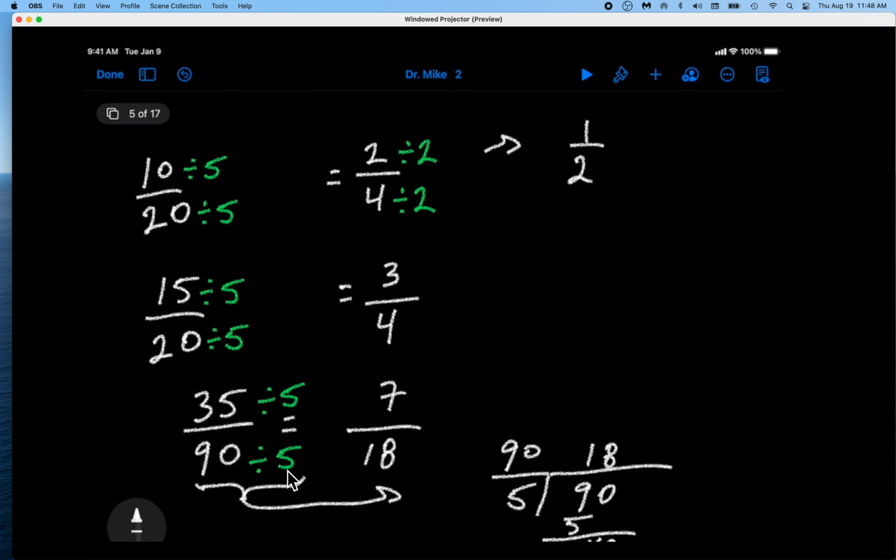So 18 times 5 will give you 90. 7 times 5 gives you 35. 5 works when you have a 5 or a 0 in your original number. Can we get any smaller here from 7/18? No. 7's a prime number. Prime numbers usually mean the end of the ball game.